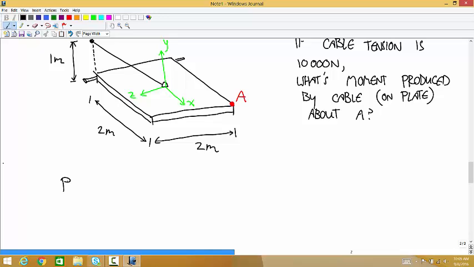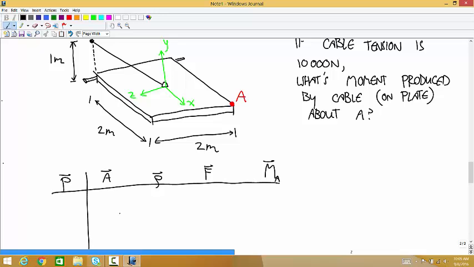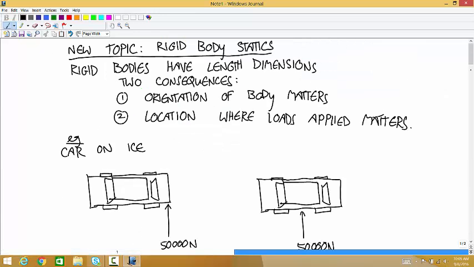Okay, so let's set up this table. So pancake, artists, row, 4, marzipan. Thanks.